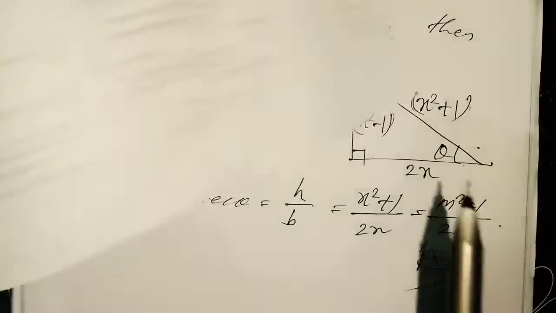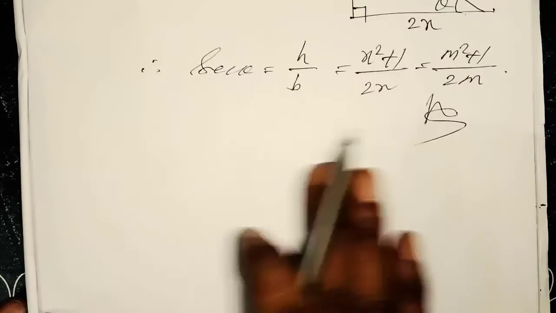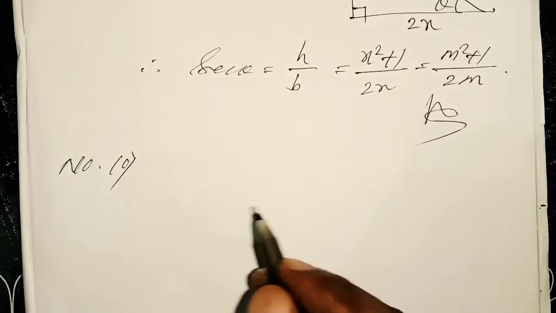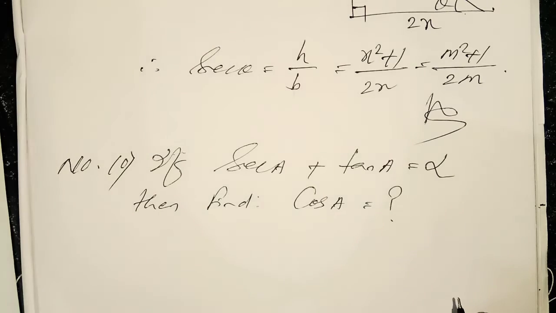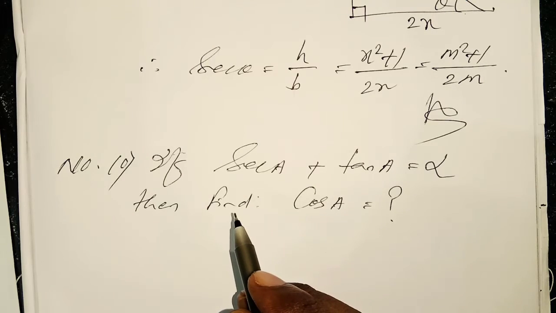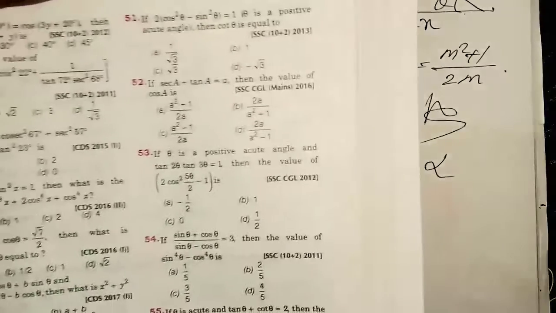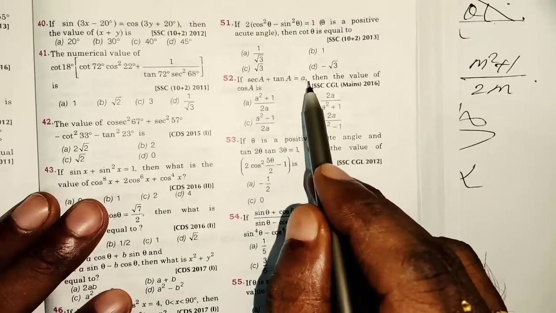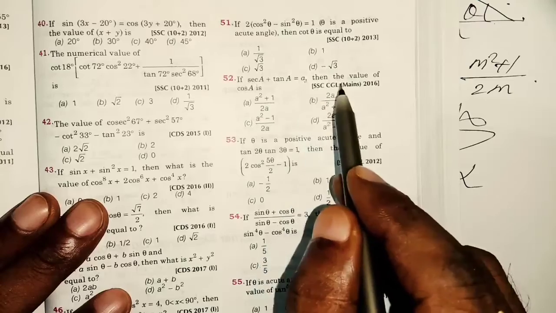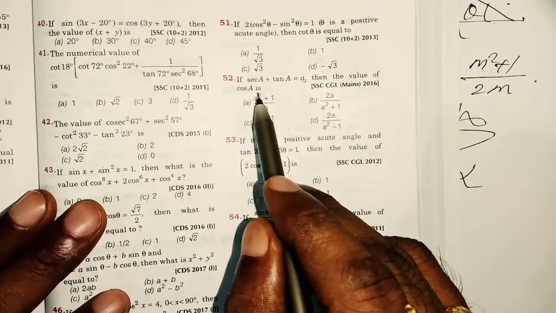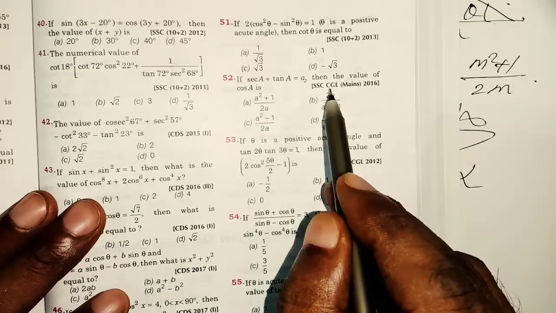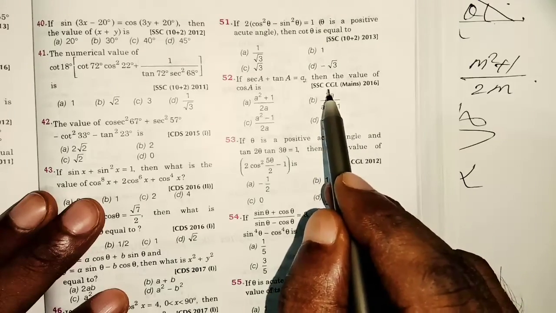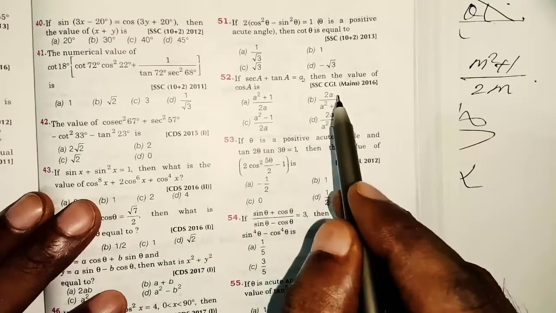Okay, the last question today is number 10 in my serial. See the next question I am taking from the book, number 52: if sec a plus tan a is equal to alpha, then find the value of cos a. This question came in the 2016 mains exam, CGL, SSC. These are very important types of questions.